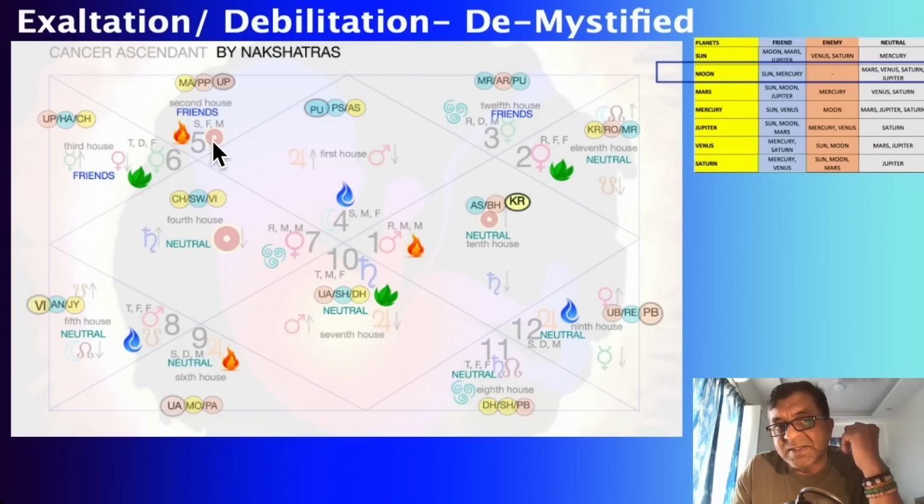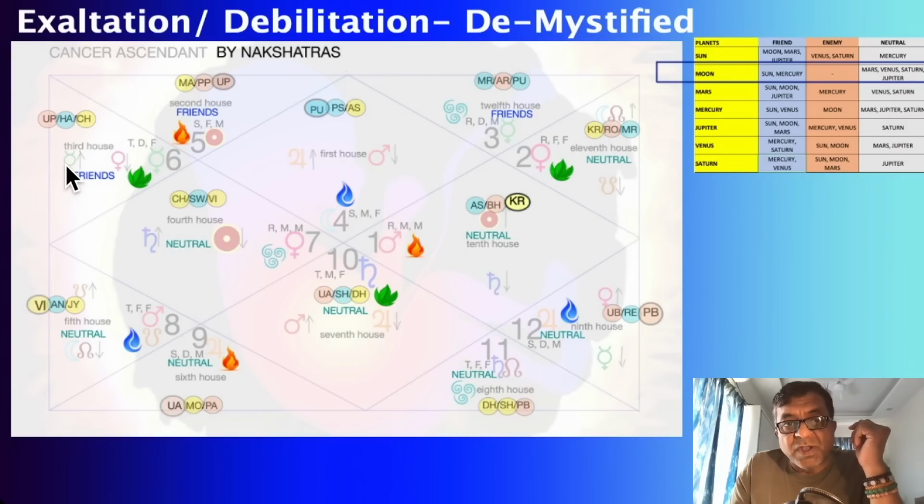So this is how Cancer has functional benefics, which is house number 2 and house number 3, especially if the exalted planets fall in it. Now I have marked there, if you want to be observant, in the third house Mercury is exalted, Venus is debilitated. Why? Because it's a sign of Virgo, if you get into deeper aspects.